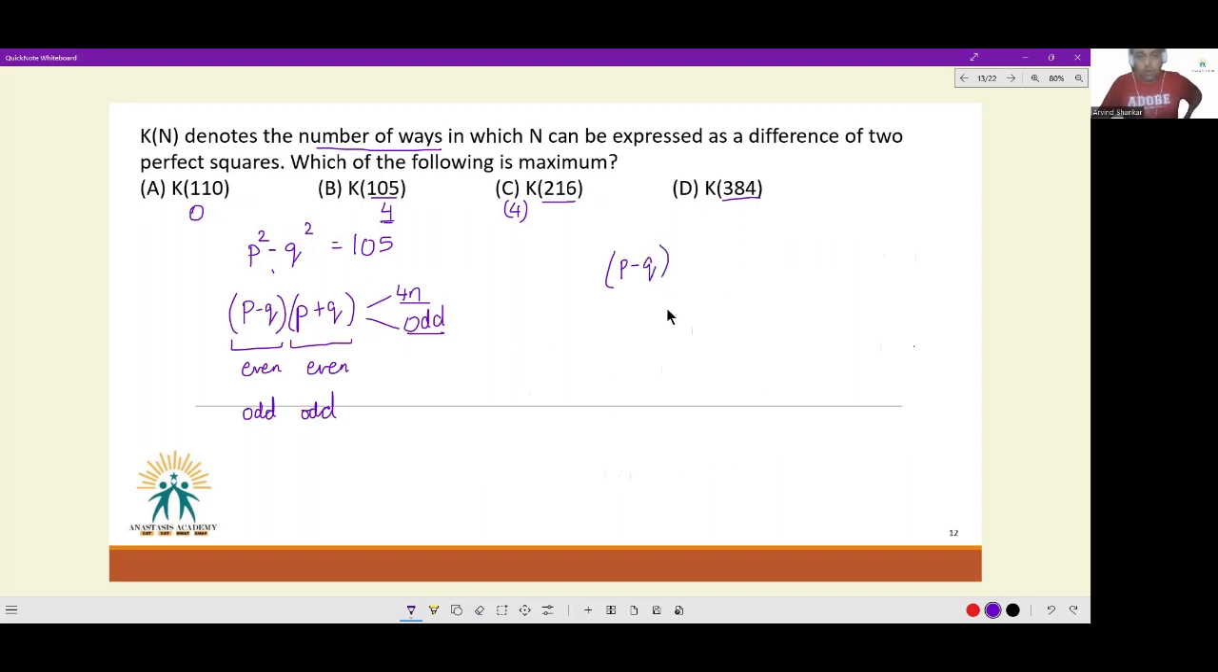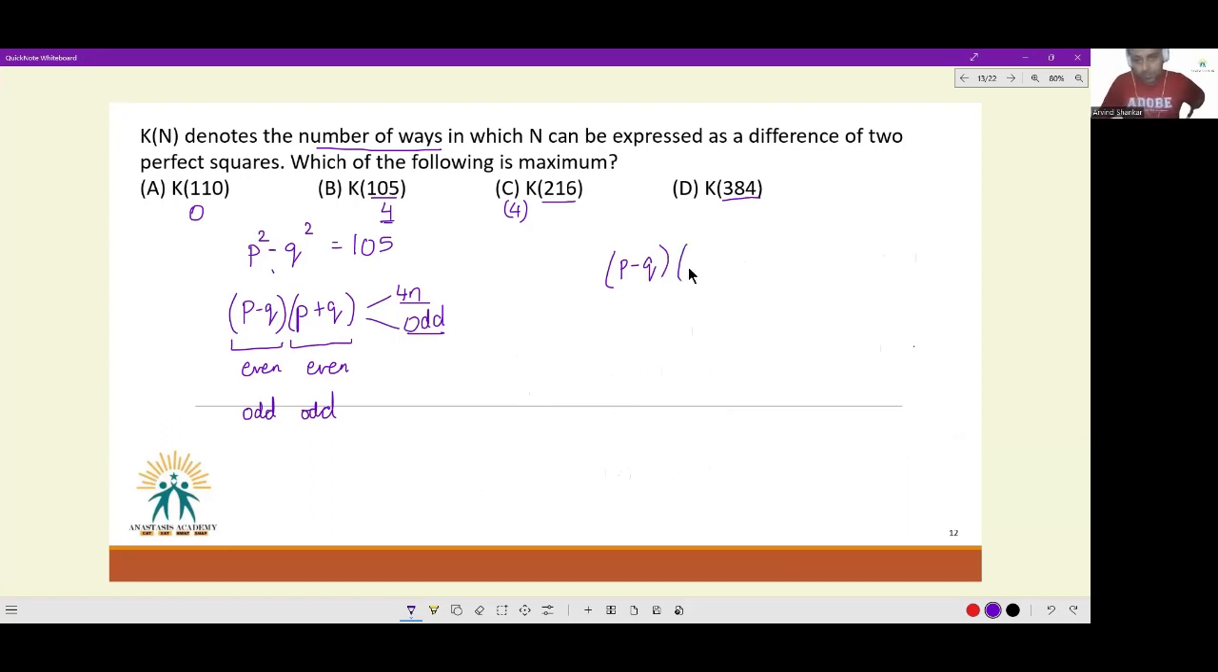P minus Q. Hopefully at this time, before we move on, you're also able to identify that the answer to this question has to be D. A is definitely not the maximum. B and C are identical. So the answer has to be D.